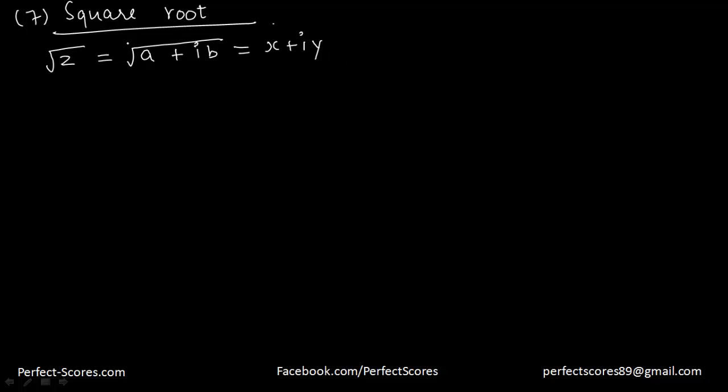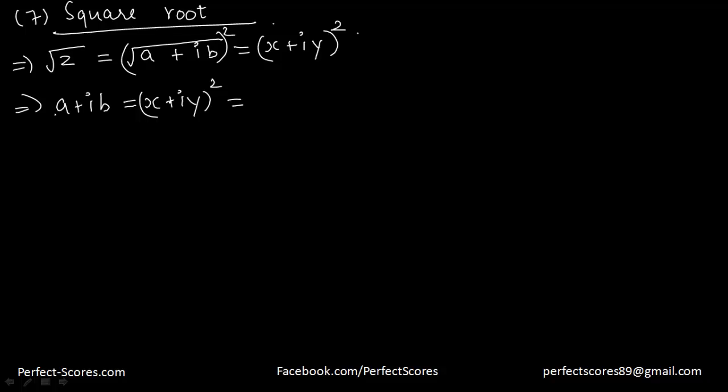What I can do here is square both sides. I'm interested in finding x plus iy in terms of a plus ib. If I square both sides, I'll have a plus ib equal to x plus iy whole square. If I open this up, I'll have x square, plus y square. This i square is going to become negative, minus y square, plus 2ixy. Oops, I erased it all. Let's just start again for this.